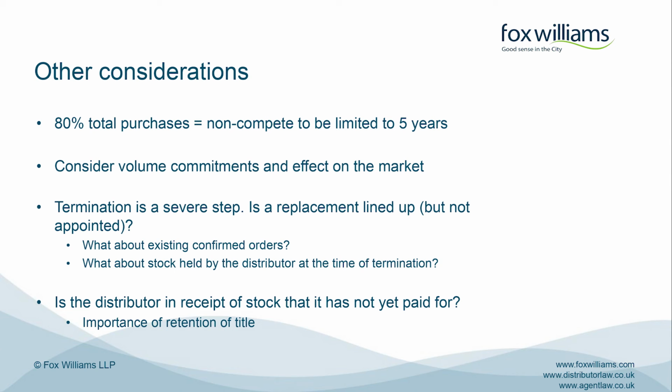You should be thinking about stock. So have there been orders placed by the distributor, accepted by the supplier, only then for the distribution agreement to terminate? Do you have to fulfill those orders? And if you do, what terms is the distributor under in terms of selling those products on to its customers? For unwritten distribution agreements, there's likely to be an implied license in terms of being able to use the trademark to continue selling within the territory.